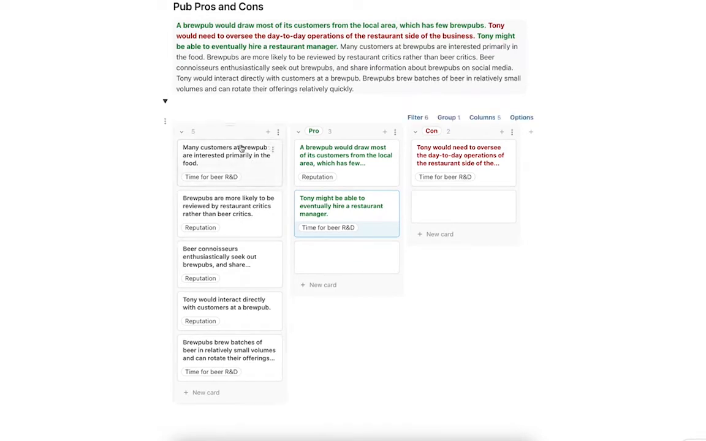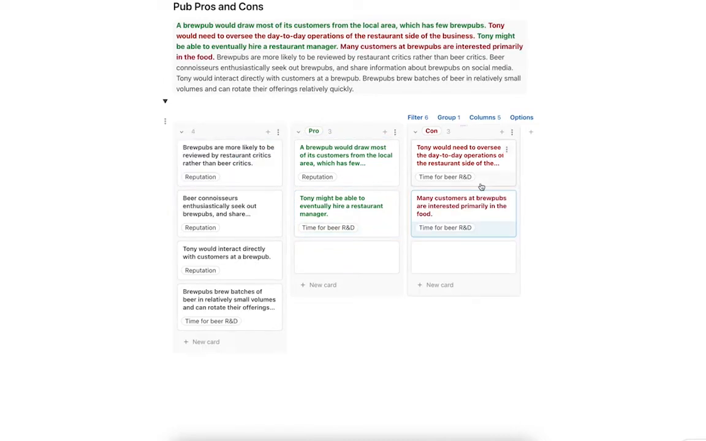Many customers at brew pubs are interested primarily in the food. Ooh, that's a con because Tony is no chef. Tony is an artiste of beer. And I think he wants to spend his time making beer. He doesn't want to spend his time making food to appease his customers. So I'm going to drag that over here. And I'm going to say that it speaks to this criterion that he wants time to develop beers.